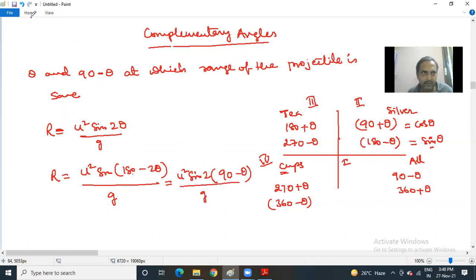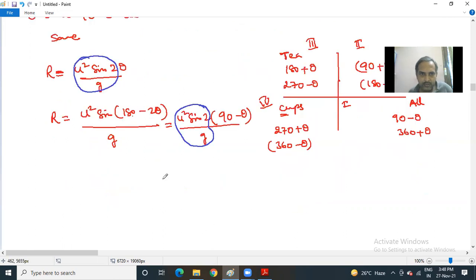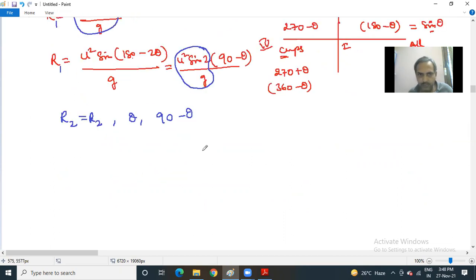So just try to understand the difference between these equations. This part and this part is the same. So this is R1 and R2. So when does R1 equal R2? At an angle theta and 90 minus theta. So let me explain with the help of a diagram. Suppose in projectile motion you got that theta is 30 while doing the numerical, so 90 minus theta will be 60.